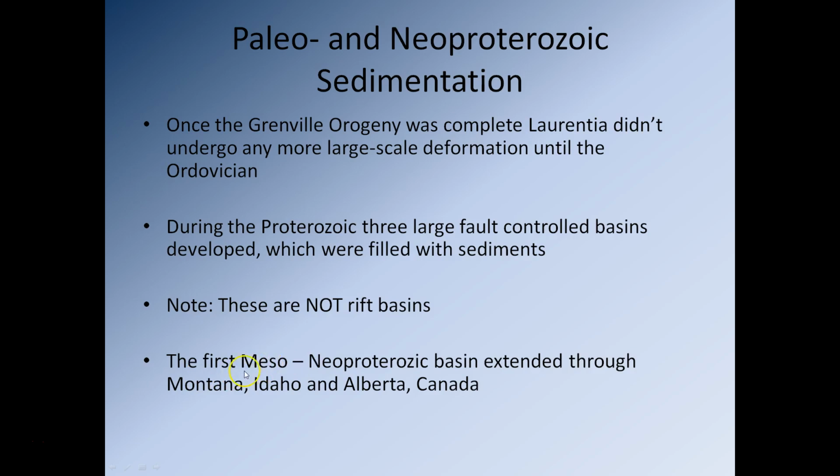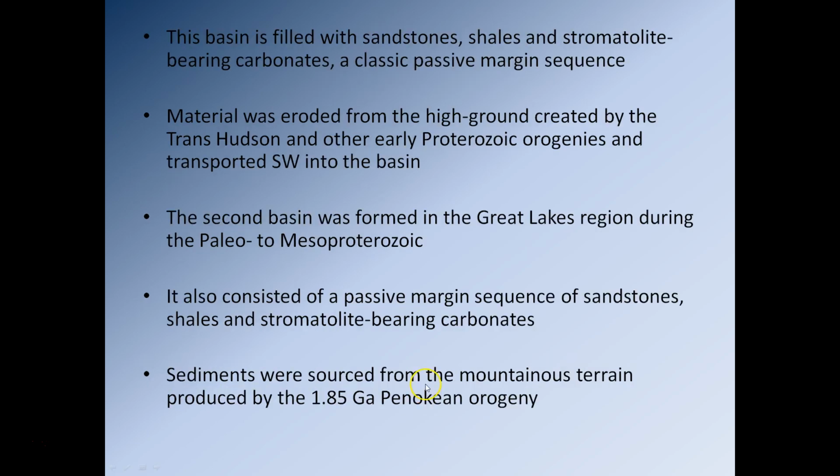The first Meso to Neoproterozoic, that's middle to late Proterozoic, basin extended through Montana, Idaho, and into Alberta in Canada. This basin was filled with sandstones, shales, and stromatolite-bearing carbonates. So that's the sandstone, mudstone, carbonate sequence. We know it had essentially a passive sedimentary sequence, a passive continental margin. And the fact it has stromatolites in the sequence shows us the water depth could not have been that deep.